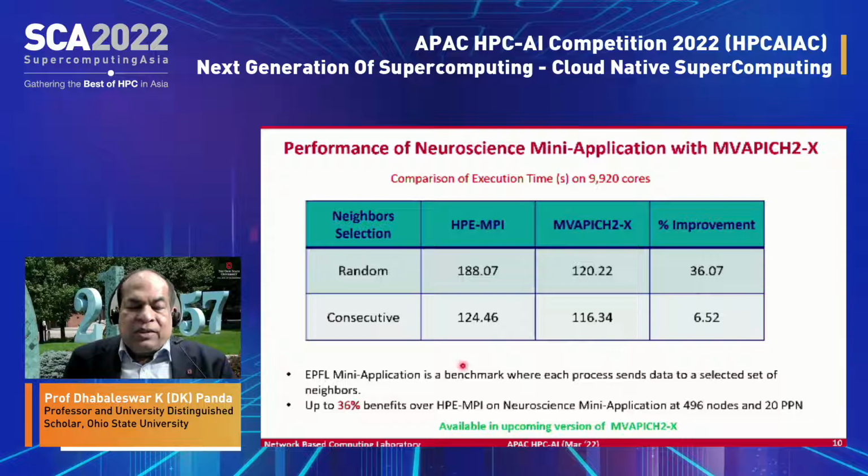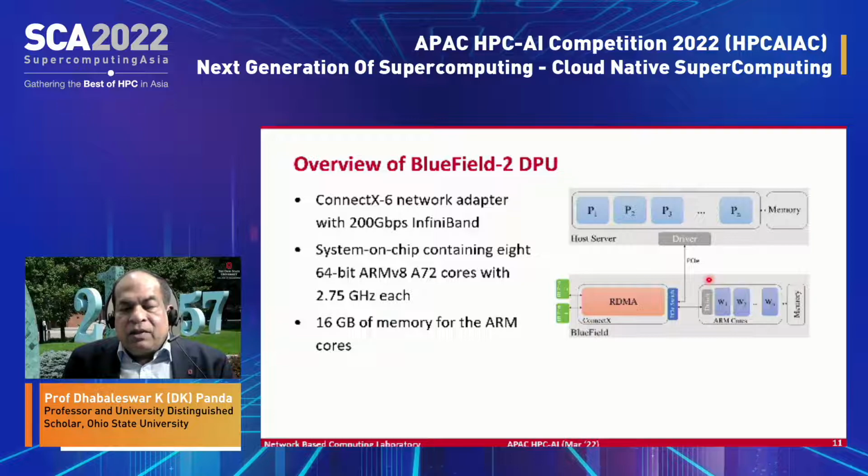And as you can see, this is running the EPFL neuroscience mini application, which is modeling the neuroscience behavior in our brain. Compared to other MPI libraries, we can give you almost a 36% improvement with our stack. So now let's go into this DPU offload.